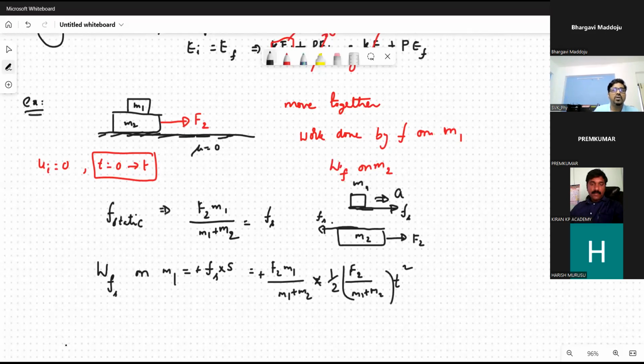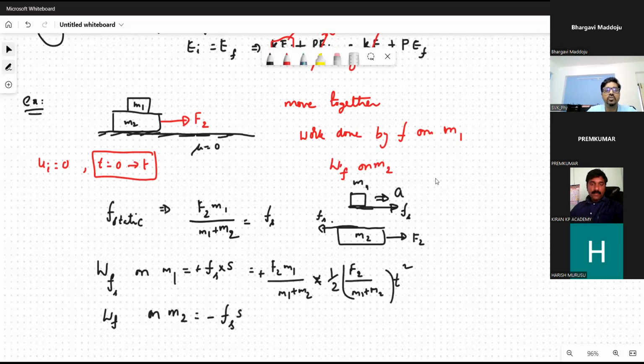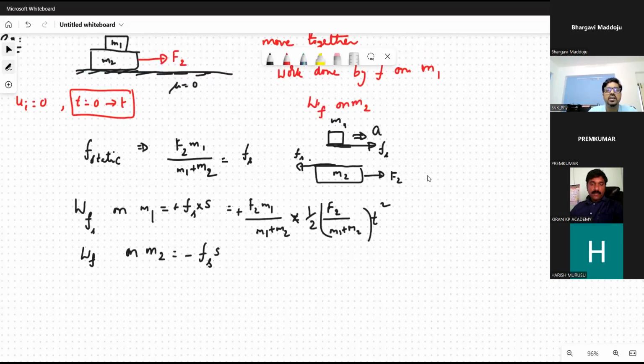And the work done by friction on M2, if you calculate, you will see that it will be negative. It will be minus Fs into displacement. Displacement is half A T square because initial velocity is 0. So M1 is gaining kinetic energy because of static friction, because it's doing positive work. Whenever positive work is done, kinetic energy is increased. Whenever negative work is done, kinetic energy is decreased.